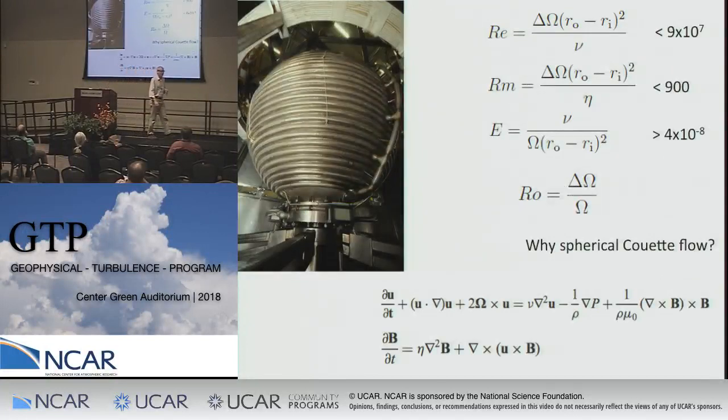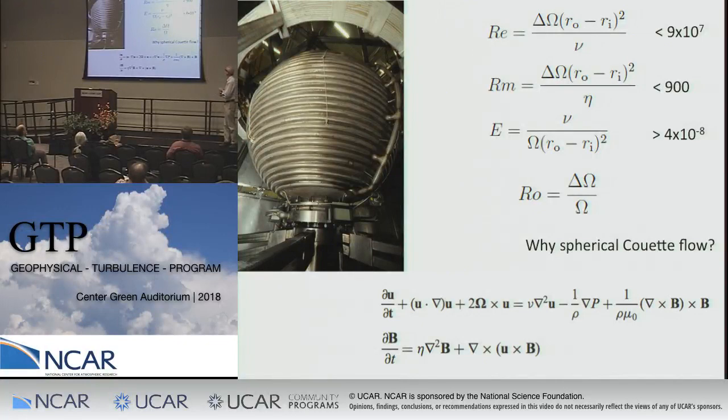So the Reynolds number for this experiment is up to about 90 million. So we're far beyond what can be simulated in ab initio calculations, clearly, which can go to maybe tens of thousands these days. The magnetic Reynolds number is up to around 900, so it's Earth-like in character, which was one of the design purposes of the experiment, to approach the magnetic Reynolds number of the Earth.